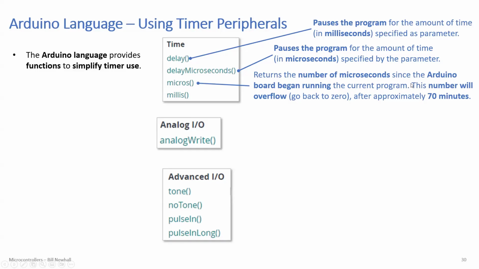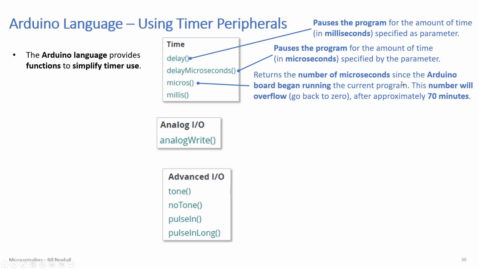Okay, and oftentimes, the resolution isn't 1 microsecond. It might be like 4 microseconds or 8 microseconds. So you'll get a unit of microseconds out, but the resolution might be not as fine as 1 microsecond.